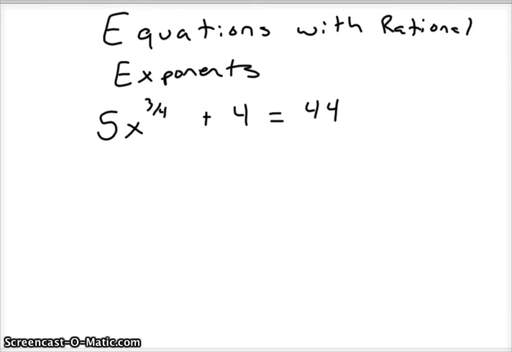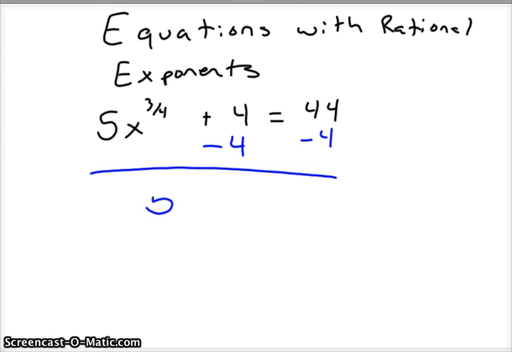All right, so now we'll talk about equations with rational exponents. The rational exponent part in this equation would be this x to the 3/4 power. So these are like any equation. You solve them, get the exponent or the x by itself. So I'm going to subtract 4 from both sides. And so I've got 5x to the 3/4 equals 40.